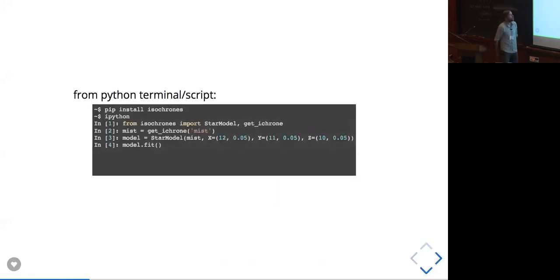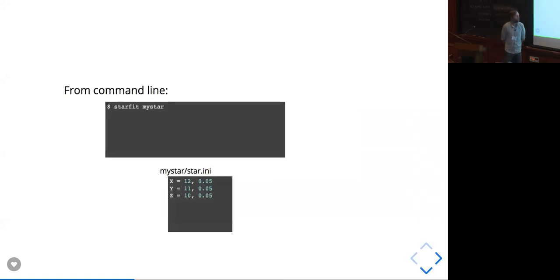And this is how Isochrones works. Basically, first you pip install Isochrones. This is all using Python, and you define what Isochrones you want. You define a star model with the observations you want, and you fit it. And that's basically it. You can also do it from the command line, if you don't want to work at the Python terminal or in a notebook. You can define a config file where you define what observations you're using to constrain the star, and in the terminal you can say starfit my star, and it does the same thing.